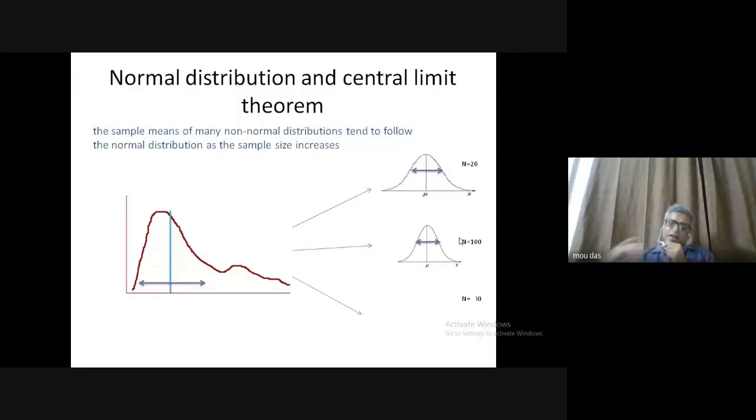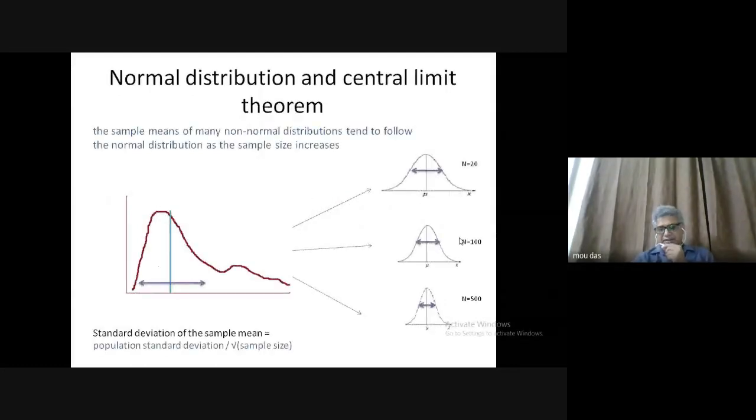If we further increase the sample size, say 500, the bell shape is retained, but the normal curve becomes steeper, and the standard deviation decreases. Standard deviation of the sample means decreases. This standard deviation of the sample mean of a sampling distribution is nothing but the standard error. It is calculated by the population standard deviation, that is sigma, divided by root over sample size. I want you to remember this concept so that you will use it further for calculating sample size formulas.